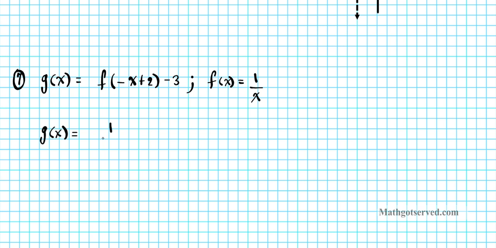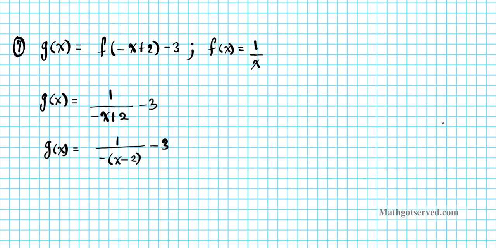So that's going to give us 1 over, instead of x, 1 over negative x plus 2, minus 3. If we simplify it further, so it's easy to determine the reflection, we're going to have g of x be 1 over, factor out that minus, negative x minus 2, minus 3. So let's talk about the shifts first, and then we'll do the reflections later.